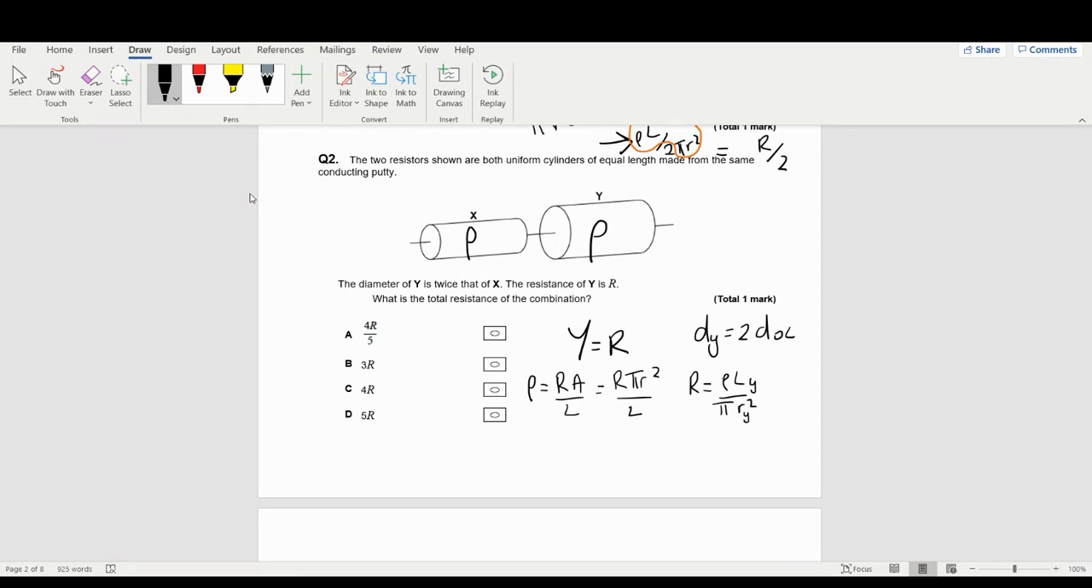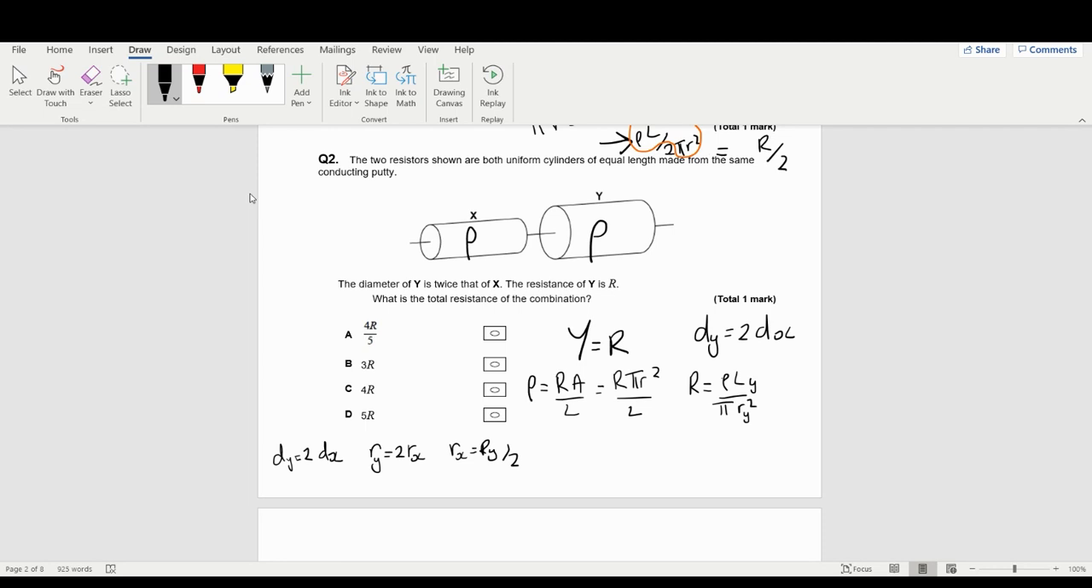So I apologise, my cat is going scatty. Okay. So I know that the diameter of Y is twice the diameter of X. Okay. Which means that I know the radius of Y is twice the radius of X. So the radius of X is Ry over 2. And the length is exactly the same. This is where they're being really mean.